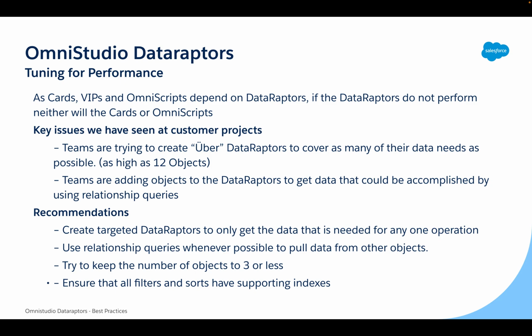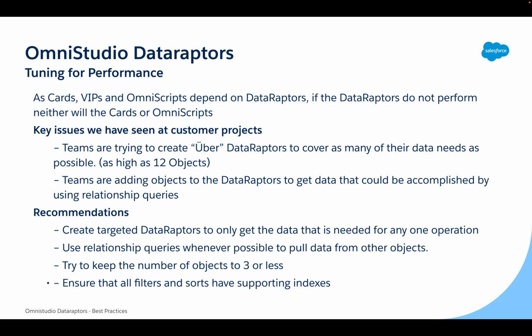Key issues we have seen at customer projects: teams are trying to create Uber data raptors with loaded objects, and teams are adding objects without considering that it can be accomplished by using relationship queries. What we recommend is to create targeted data raptors to get only the data required for that particular operation. If we need 2 or 3 data raptors to complete a particular operation, try to bundle them within an integration procedure.